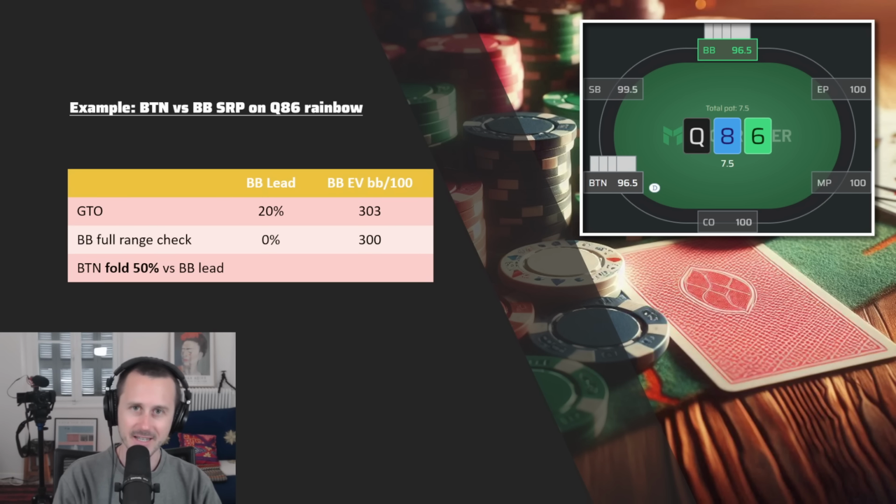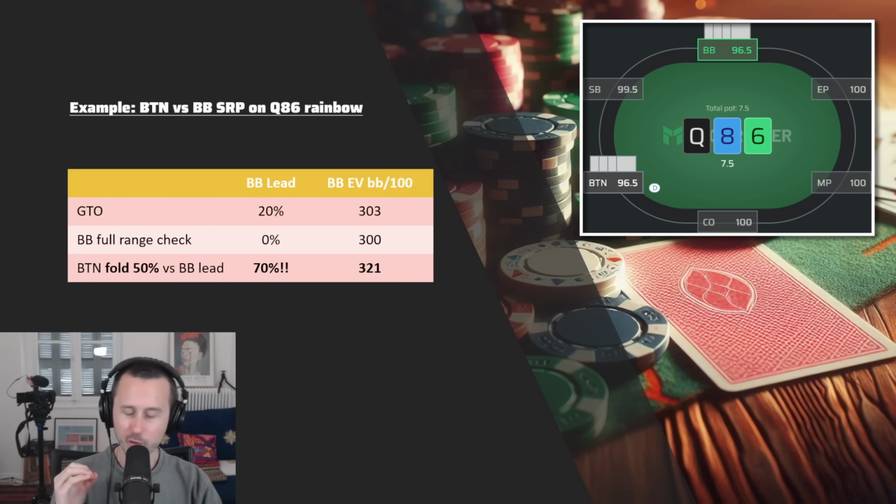So what I did next is I created a model and I let the button fold 50% of the time against the big blind lead. What do you think is happening now to the big blind's leading range? Is it going to be more than 20%? Is it going to be less than 20%? Is it going to be the same? Well, the answer is that the lead out frequency is going to increase dramatically. 70% of the time, we are now supposed to lead out and exploit the leak that the in-position player is holding, which is he's overfolding against the lead out.